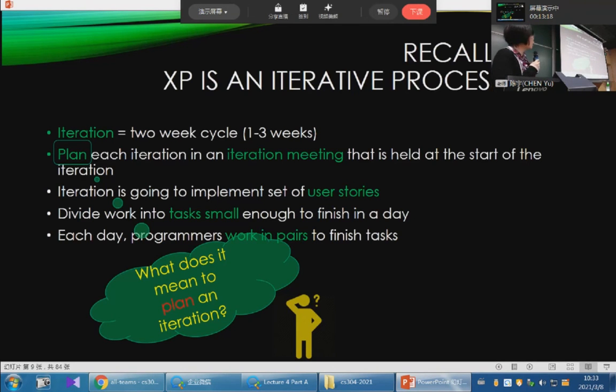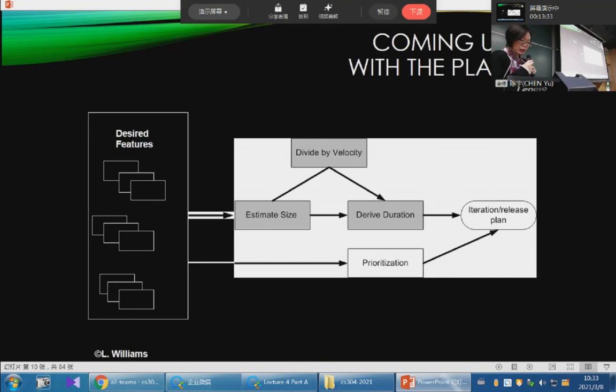And then I think this part, we talk about planning now. After we know how to divide different kinds of issues into user stories, the whole iteration is that we want to implement a set of user stories. So we want to do this planning in an iteration planning. And when we are doing this planning, usually we want to divide it into several parts. We can divide it into velocity. Velocity is like the speed, how fast you are doing something. In this, we need to estimate the size and then the durations. And then we can have prioritizations, and this gives us the iteration plan.